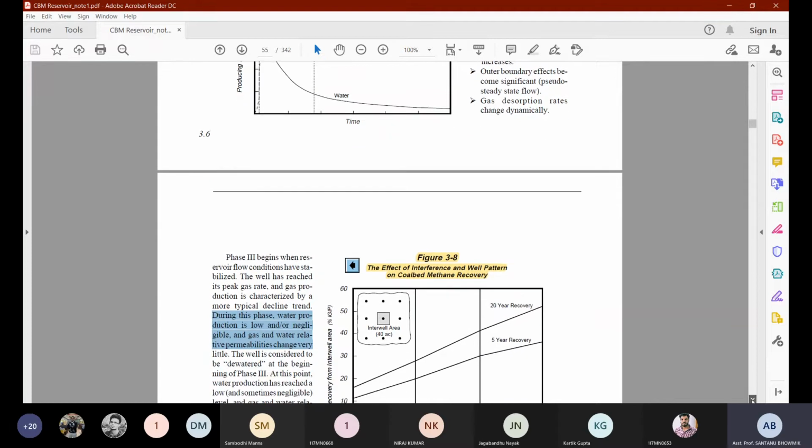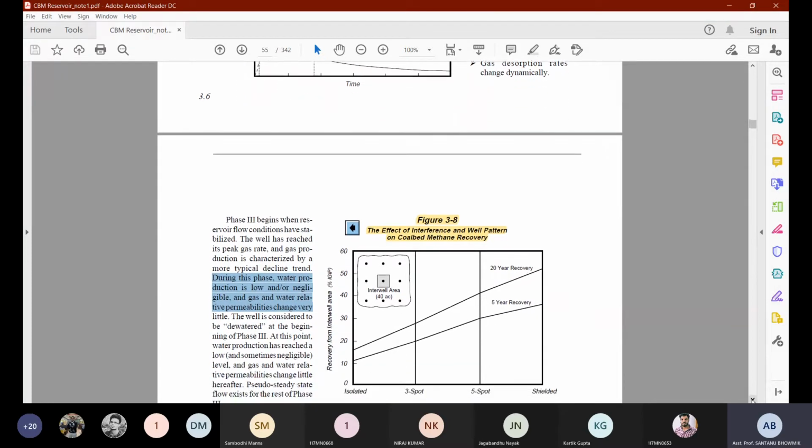So the well is considered to be completely dewatered after the end, and at the start it is more or less dewatered. At this point the water production has reached a very low or negligible level, and the gas and water relative permeabilities change little.